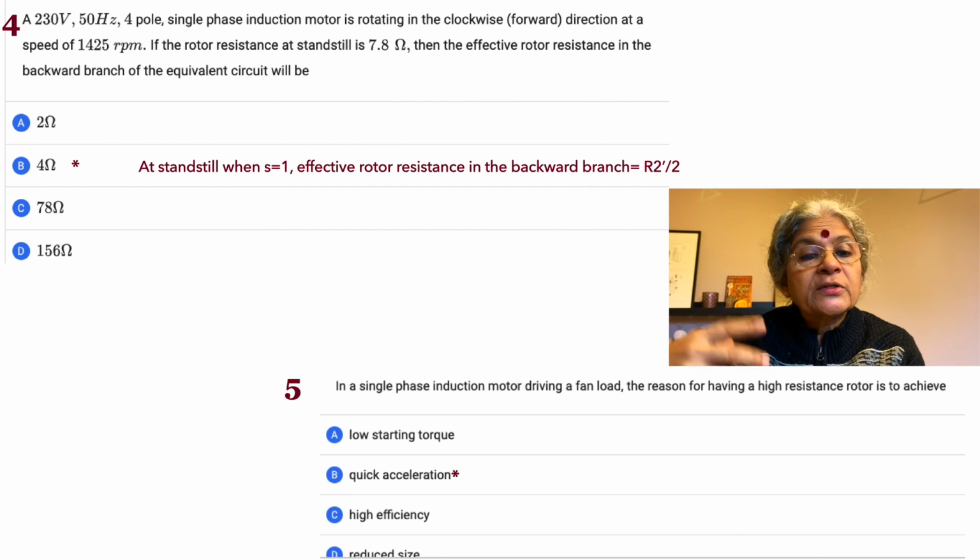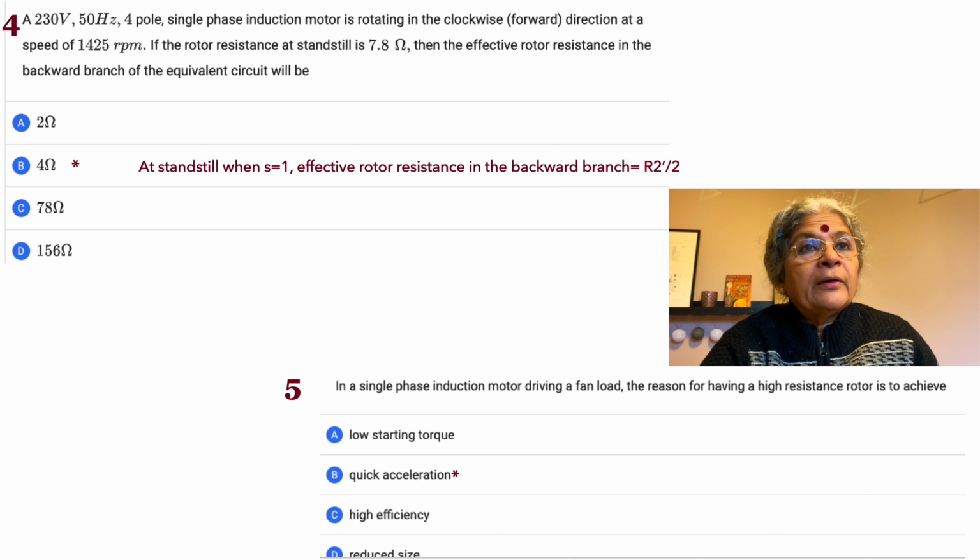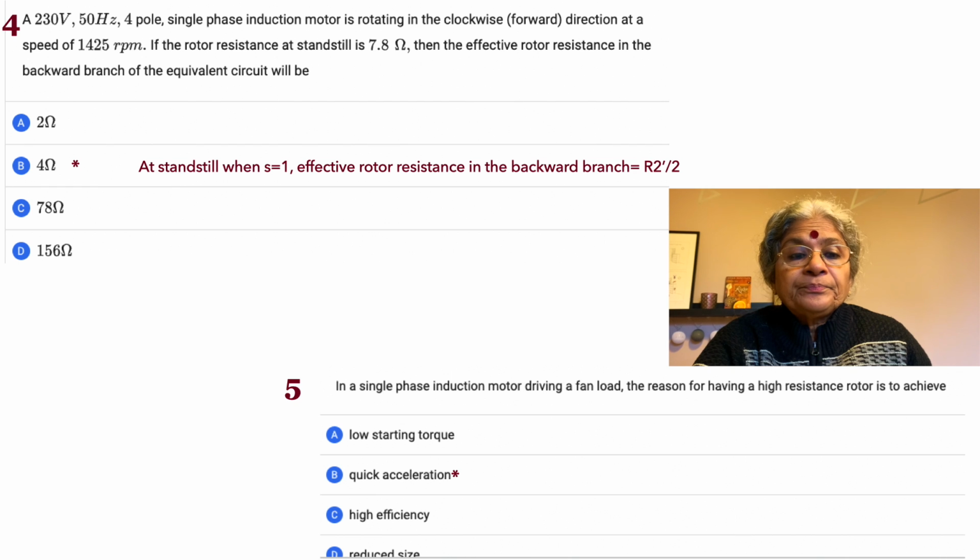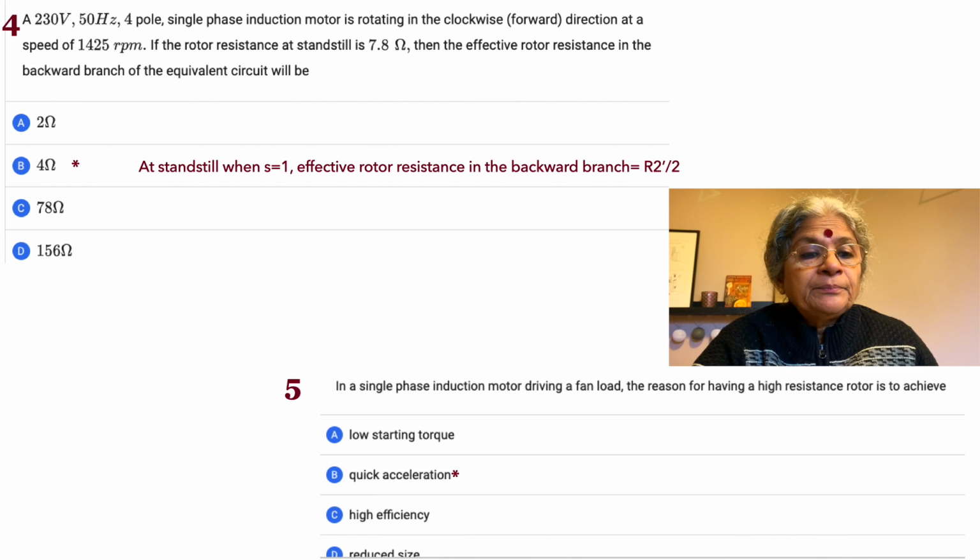So we know the two resistors. Then the effective rotor resistance in the backward branch: the backward branch was the bottom one, and that was given by 7.8 by 2, so near around 4 ohms. That's all that's required. A simple remembrance of the equivalent circuit wherein we had R2 dash by 2s, and also R2 dash by 2 into 2 minus s. So here we see that half the resistance is now being employed in the backward branch.